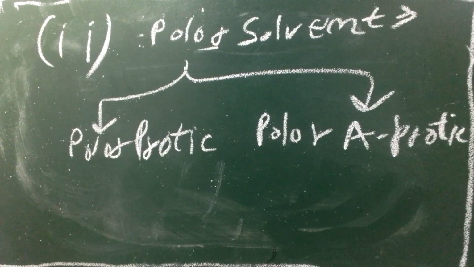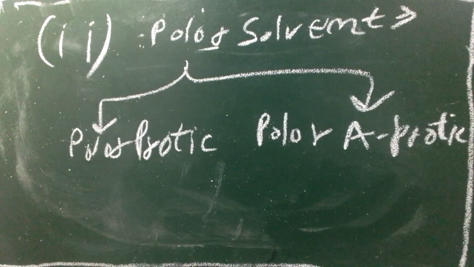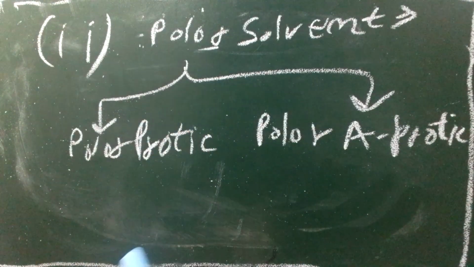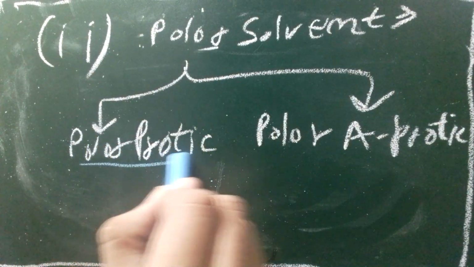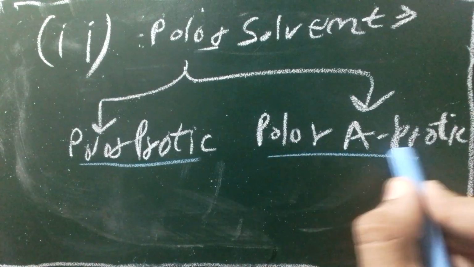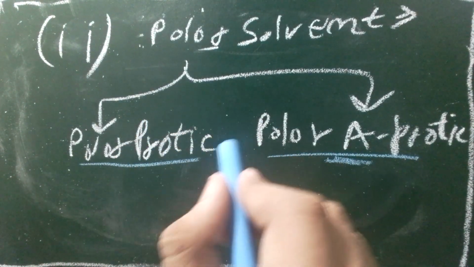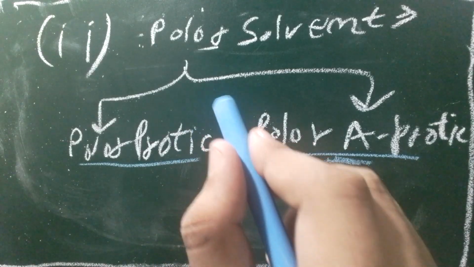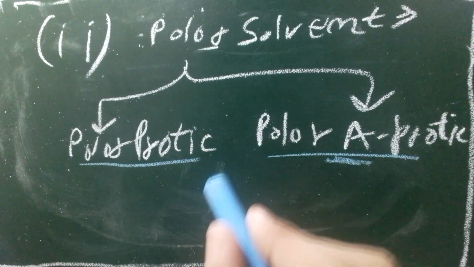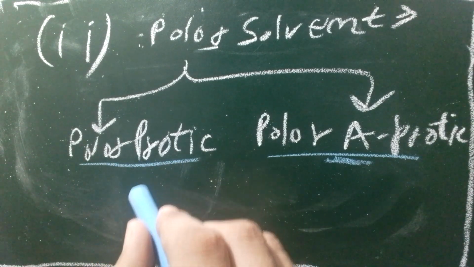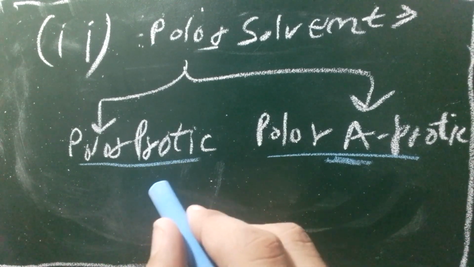Now the next one is polar solvents. In polar solvents we have two types: one is polar protic and one is polar aprotic. So what does polar protic mean? Protic gives us an idea about proton in our mind, so it's something related to proton. Proton is what? H plus.